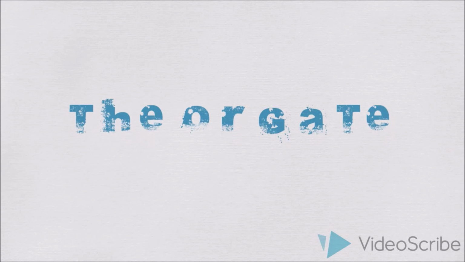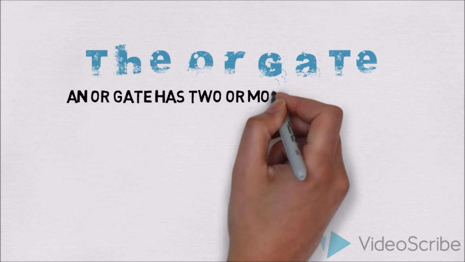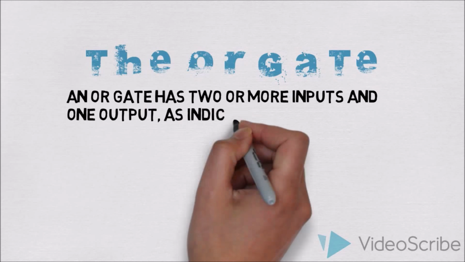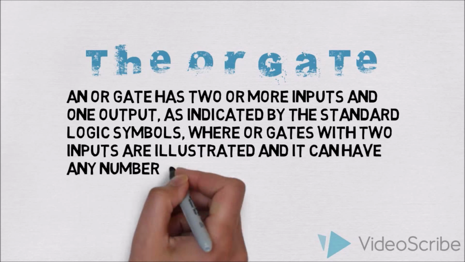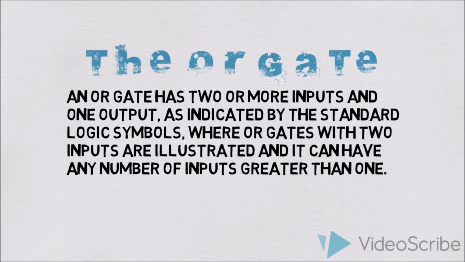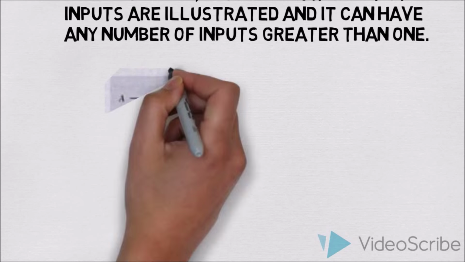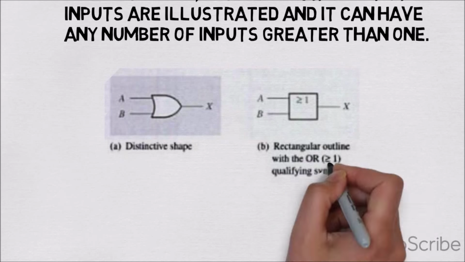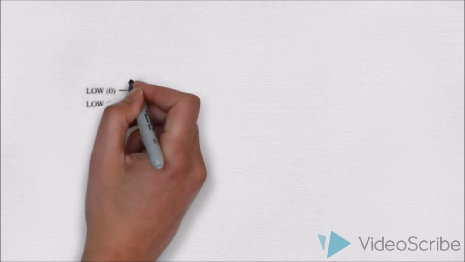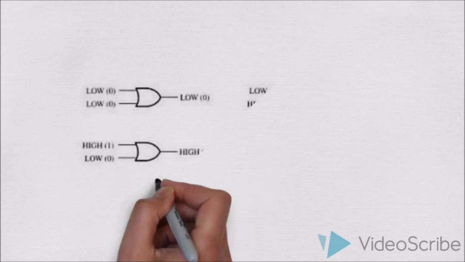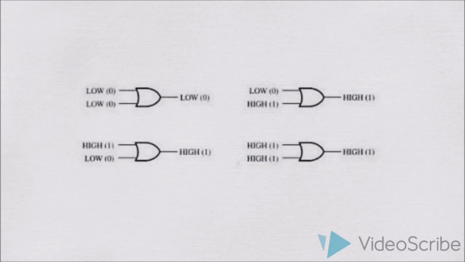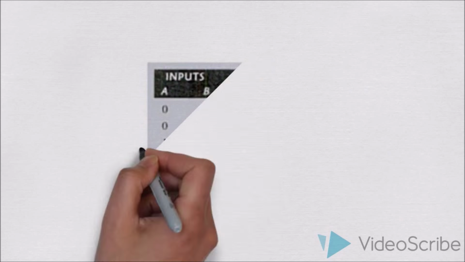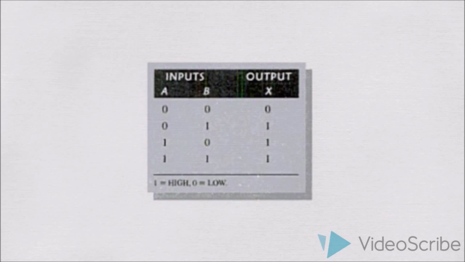The OR gate. An OR gate has 2 or more inputs and 1 output, as indicated by the standard logic symbols, where OR gates with 2 inputs are illustrated and it can have any number of inputs greater than 1. An OR gate produces a high on the output when any of the inputs is high. The output is low only when all of the inputs are low. This gate determines when one or more of its inputs are high and produces a high on its output to indicate this condition. This is the truth table for the OR gate.